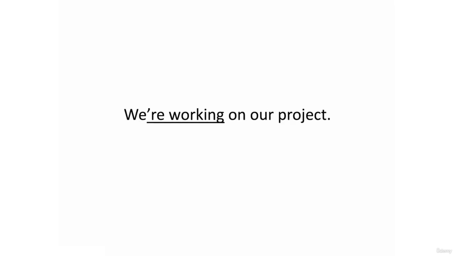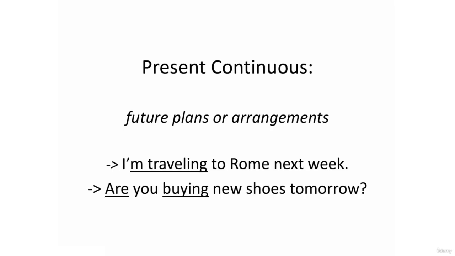She's walking to work. We're working on our project. We can use the present continuous for a few other things. For example, to talk about future plans or arrangements. For example, I'm traveling to Rome next week. Are you buying new shoes tomorrow?